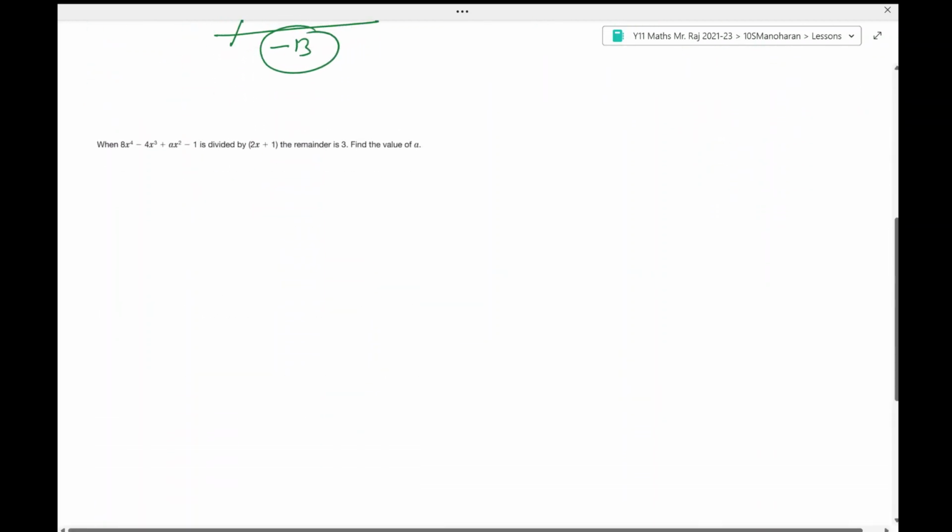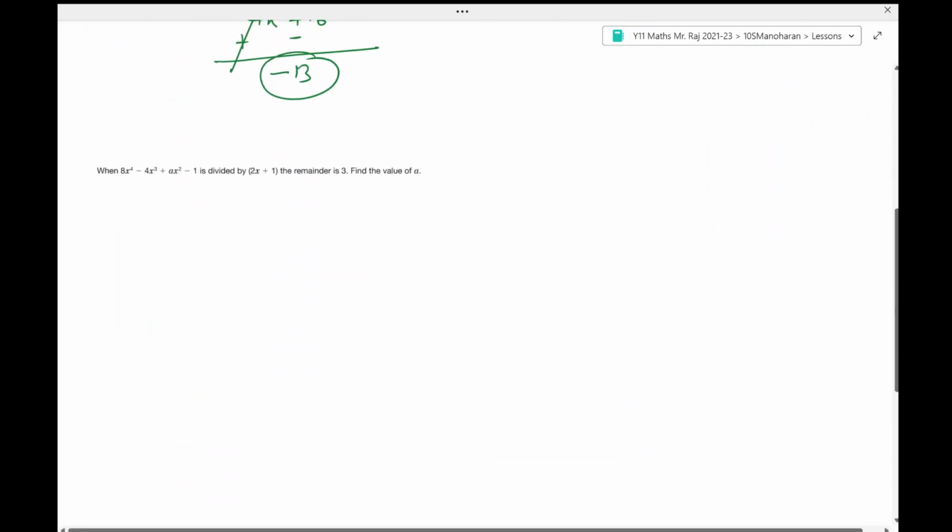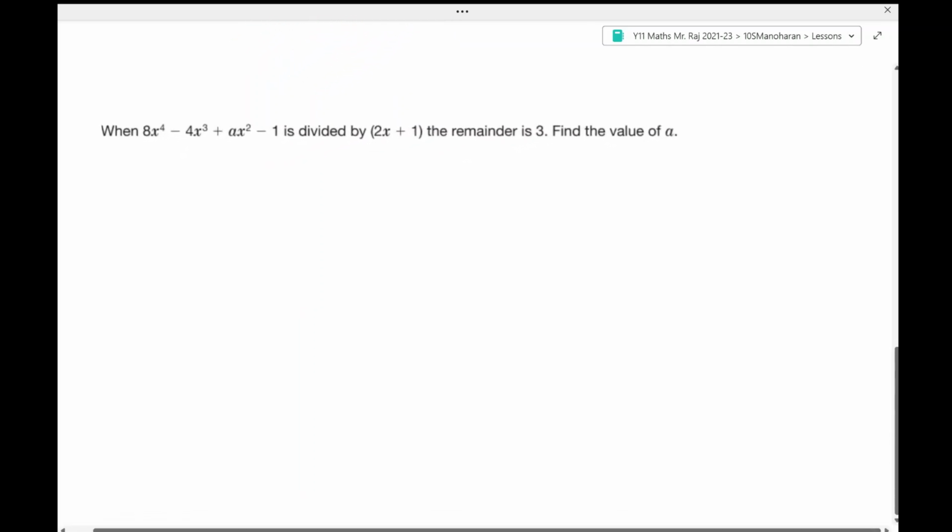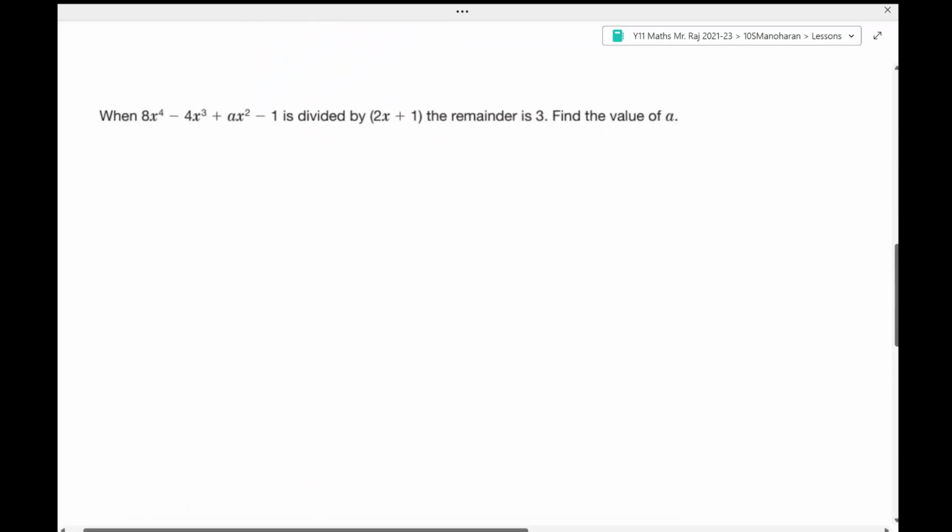Now, the idea of using the remainder theorem and factor theorem is to solve problems. This is the basic concept, and it can be exploited in order to solve questions like this. For example, when 8x to the power 4 minus 4x cubed plus ax squared minus 1 is divided by 2x plus 1, the remainder is 3. Find the value of a.